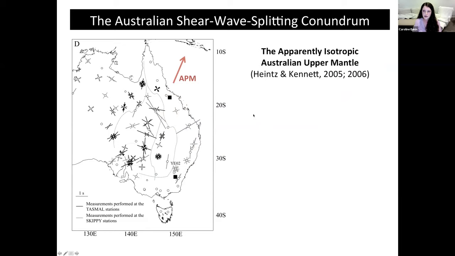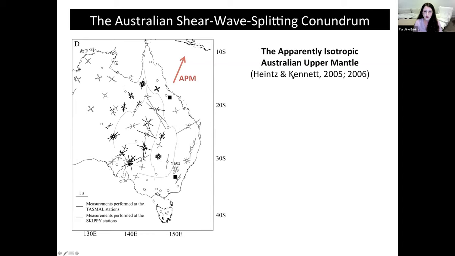So measurements of this kind of shear wave splitting have led to what I've called the Australian shear wave splitting conundrum, in that people would expect, using this method, that you would see this really strong shear of the Australian plate moving northwards and exerting that deformation, that drag on the asthenosphere. But really, people haven't seen that at all.